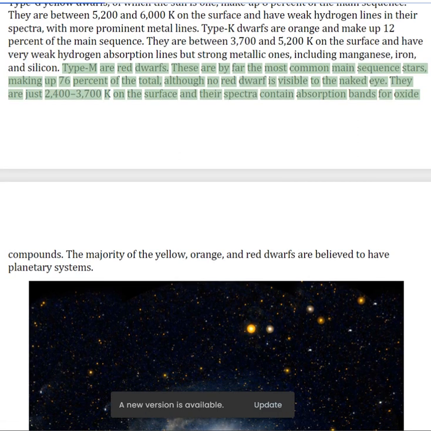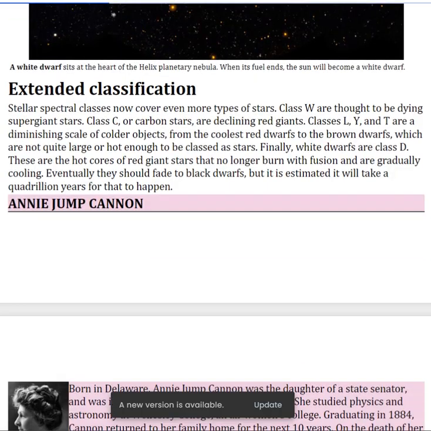Type M are red dwarfs. These are by far the most common main sequence stars, making up 76% of the total, although no red dwarf is visible to the naked eye. They are just 2,400 to 3,700 K on the surface and their spectra contain absorption bands for oxide compounds. The majority of the yellow, orange, and red dwarfs are believed to have planetary systems.